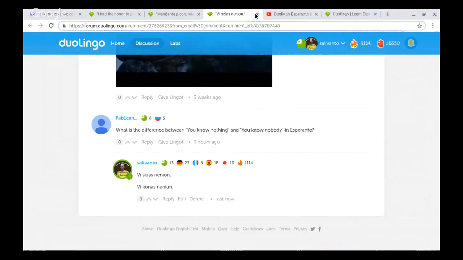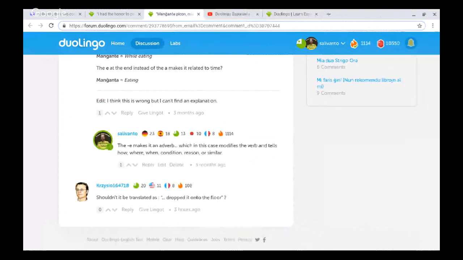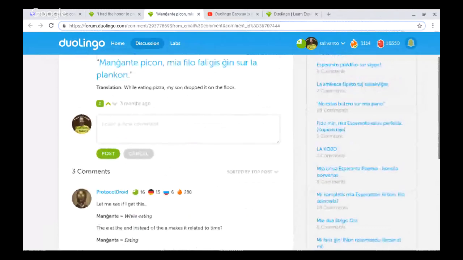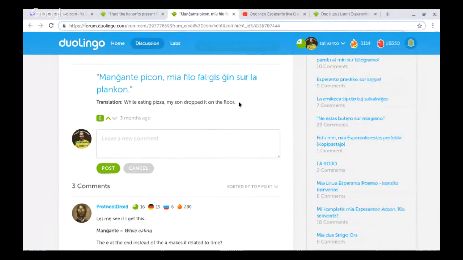Shouldn't it be translated as dropped it on the floor? Let's get the context here. Manĝante picon, mia filo faligis ĝin sur la plankon. Ah, yes. While eating pizza, my son dropped it on the floor.